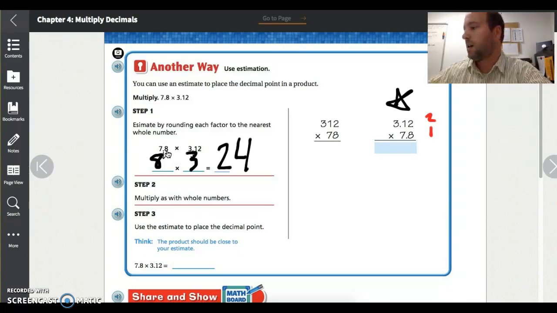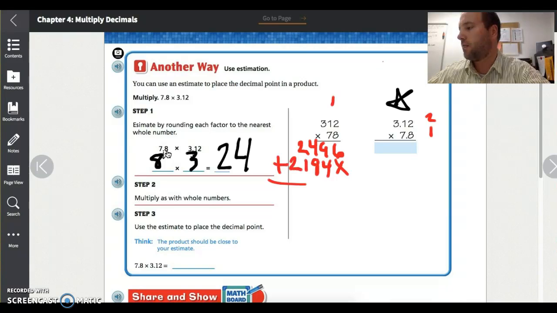Okay, now let's solve. 8 times 2, 16. Carry my 1. 8 times 1 is 8, plus the 1, 9. 8 times 3, 24. Hold my spot. Okay. 7 times 2. Hold on, let me erase this. Some of you guys will be confused. 7 times 2 is 14. 7 times 1 is 7, plus the 1 is 8. 7 times 3 is 21. Add them up. 6, 13, 14, 3, and 2.